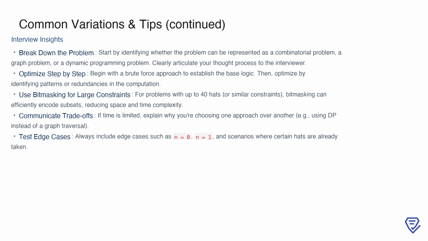Also, take the time to communicate trade-offs in your approach. For example, you might explain why you chose dynamic programming over a graph-based method. Lastly, don't forget to test edge cases, such as when n equals 0, n equals 1, or when specific hats are already taken, to ensure your solution is robust.